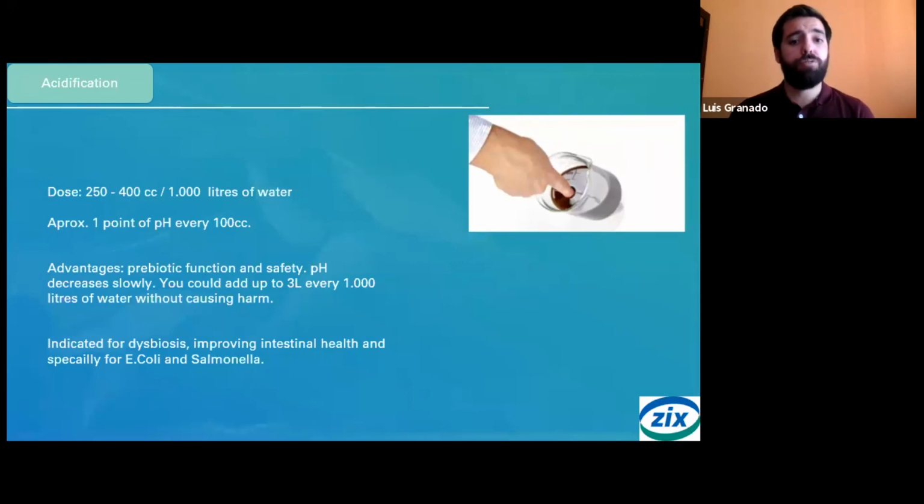It's well indicated for dysbiosis, improved intestinal health, especially E. coli and Salmonella. Some studies show how effective it is against Salmonella in poultry, especially due to the good action that it has inside of the crop, right? Remember, we said before that it was quite difficult to get an acid environment inside of the crop. So we can do it and we can achieve very good results in our strategy to control Salmonella.